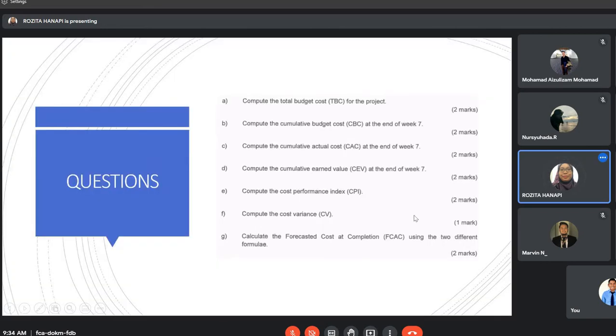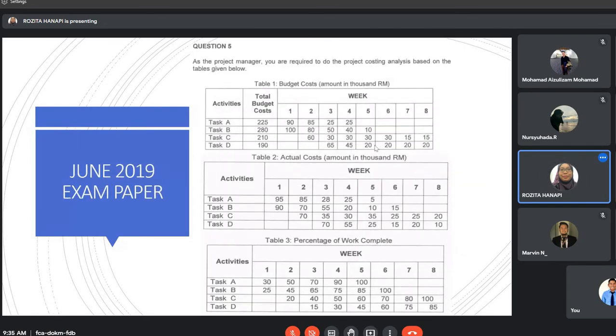Okay, that one C. And then untuk D pula, compute the cumulative earned value at the end of week 7. How do you want to calculate the cumulative earned value? Okay. So yang the one that is a bit tricky is this one, this table. Okay. How do you want to do calculation for this table is this one is percentage, so you cannot add the percentage. Okay. Takkan you nak tambah 30 tambah 25. No. Okay. The percentage goes like this.